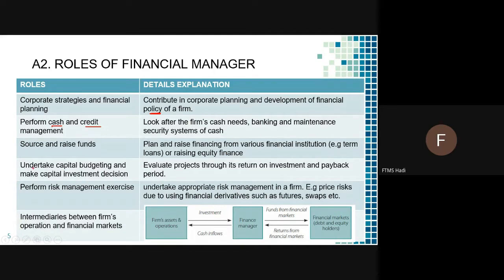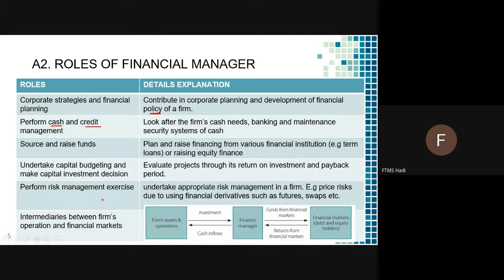All right, number four, undertake capital budgeting and make capital investment decisions. This one, we are talking about projects. Evaluate projects through their return on investment and payback period. They have to make sure that the projects the company runs are profitable. For example, property projects. They have to ensure that the property or the house is completed, and at the same time they are able to find the buyer. So the buyer will buy the house and then they will get the revenue.